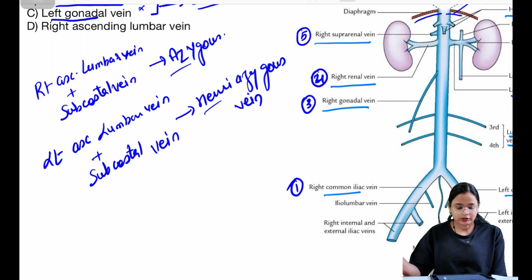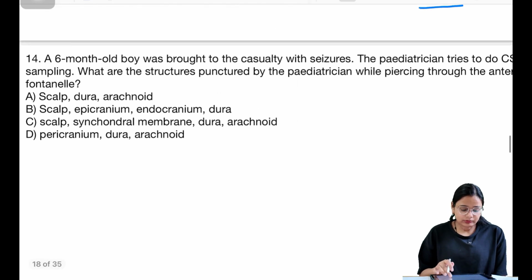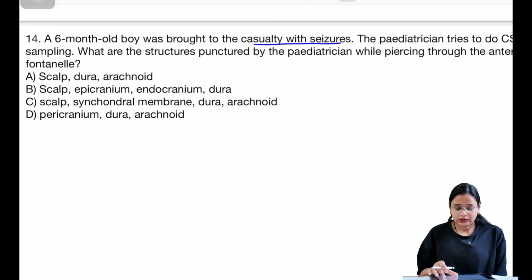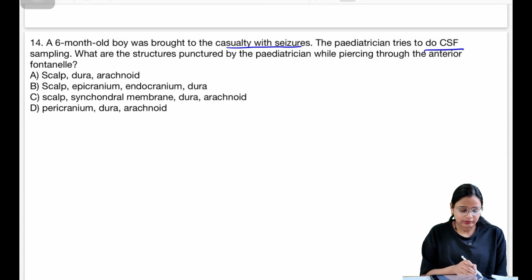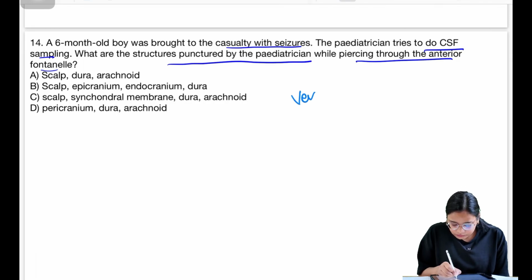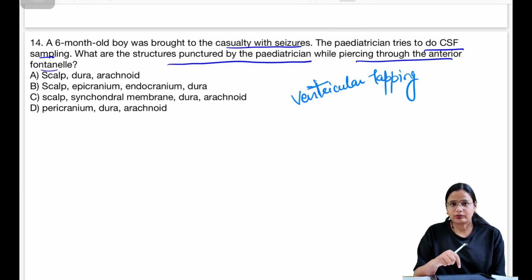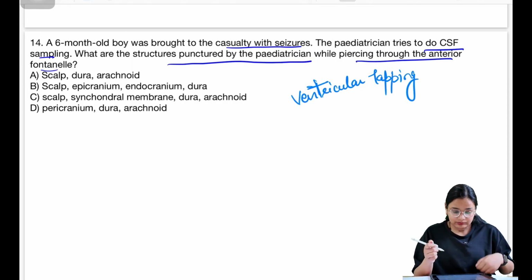Okay, next question is 14th. A 6-month-old baby was brought to casualty with seizures. The pediatrician tries to do CSF sampling. What are the structures punctured by the pediatrician while piercing through the anterior fontanelle? This procedure is called ventricular tapping, when we insert a needle through the anterior fontanelle and reach the subarachnoid space and collect the CSF sample.